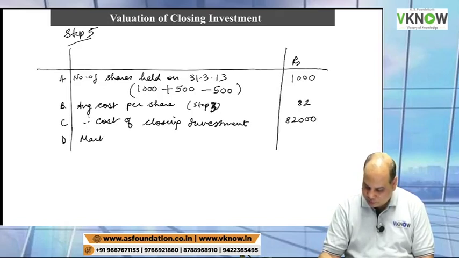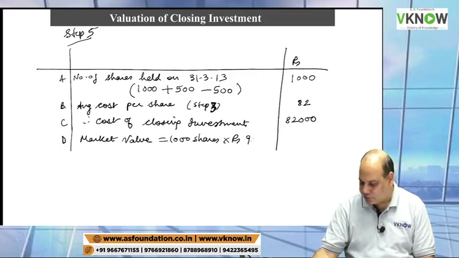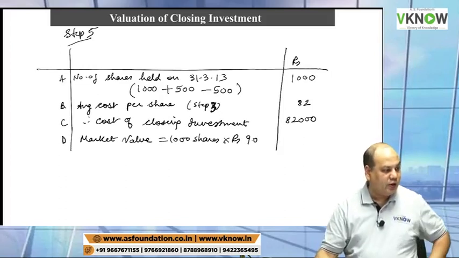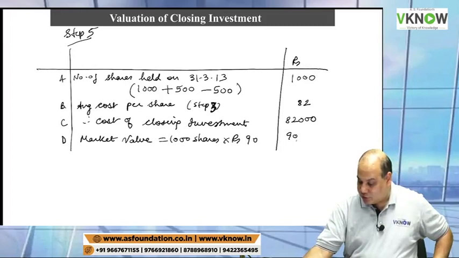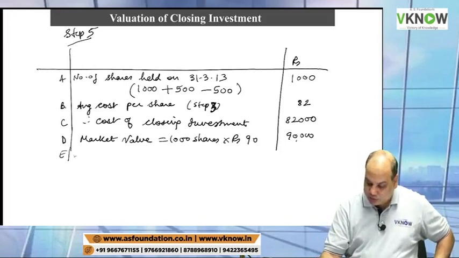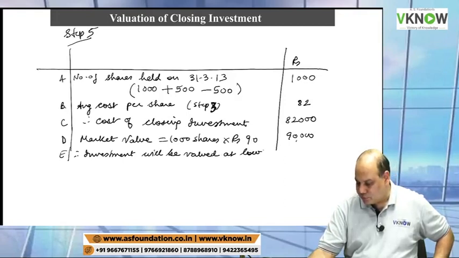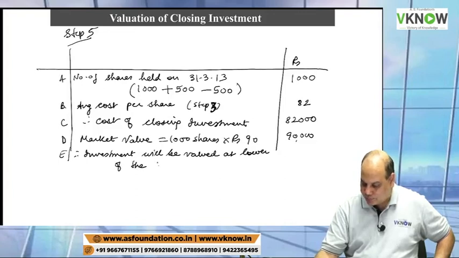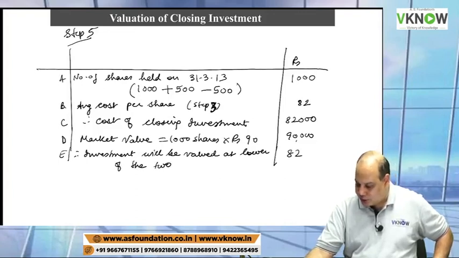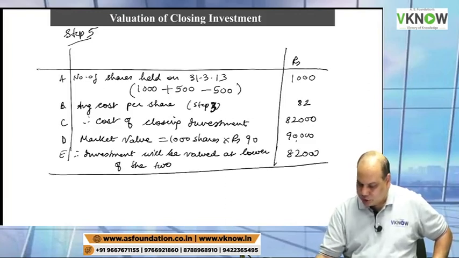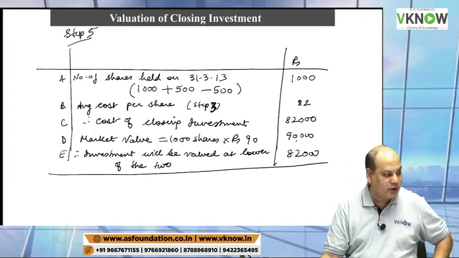Point D. Market value. Market value will be 1000 shares into 90 rupees. So it is 90,000. So point number E. Therefore, investment will be valued at lower of the two. So the answer will be 82,000. 82,000 is the answer for closing investment. Kirti is right.